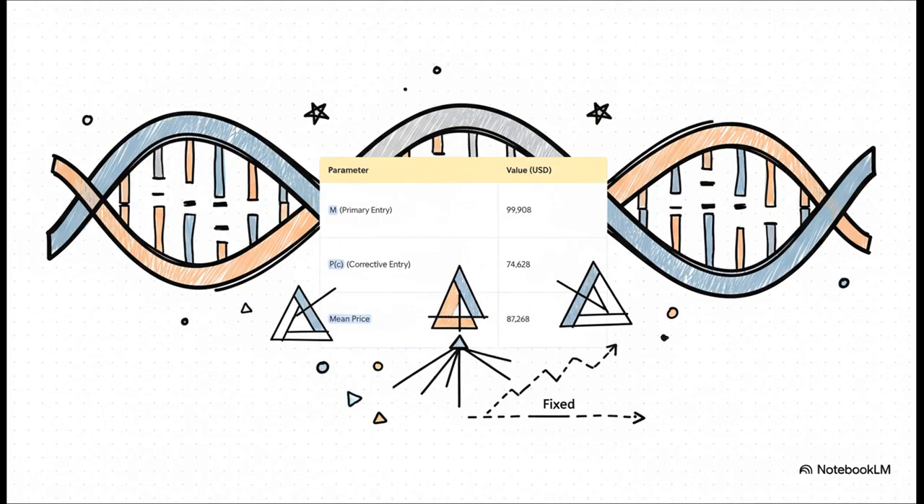Okay, now we consult the geometric map. For this particular Bitcoin structure, the model identifies 2 key price levels, a primary entry, M, and a corrective entry, PC. The strategy is to build the position across these 2 mathematically important points. And what's crucial here is that these aren't just subjective lines someone drew on a chart. They are fixed points dictated by the underlying geometry.